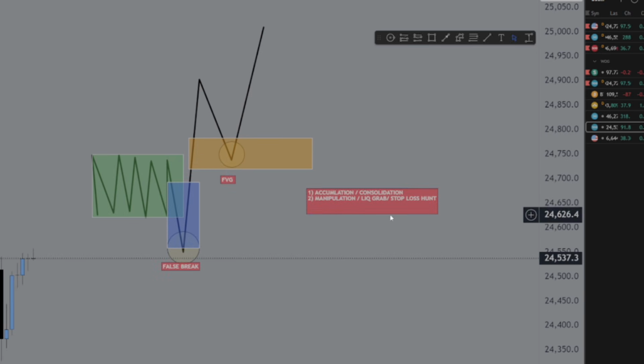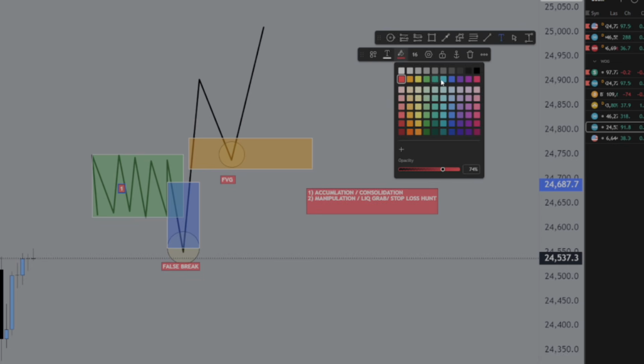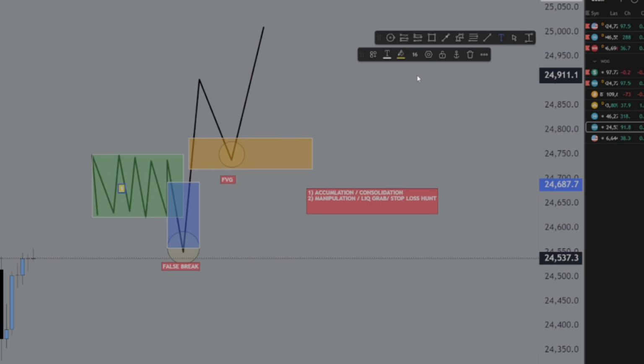So now we have the first phase, accumulation, which is when we consolidate. I'm going to label them also. So this is phase one. I'm going to make it in, what's the color we don't have? We don't have yellow. Can you see the yellow? Yeah, you can see the yellow. So we have phase one right here, and then we have phase two here.